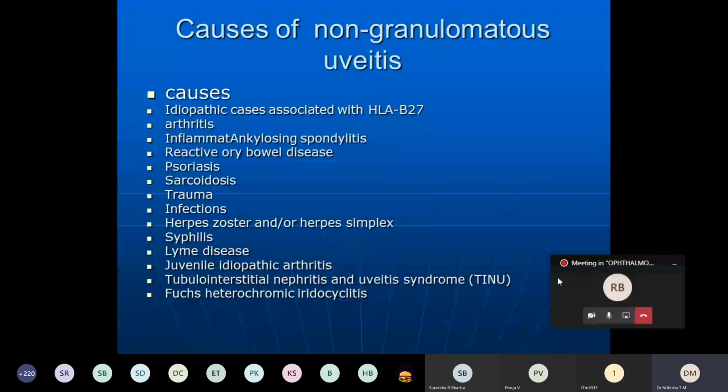What are the causes for non-granulomatous uveitis? Causes for non-granulomatous uveitis are idiopathic. First, always you should remember the first cause is idiopathic. Second can be allergy. Third can be any other causes associated with HLA-B27. Okay. Try to remember only three, otherwise it's very difficult to remember all the causes.